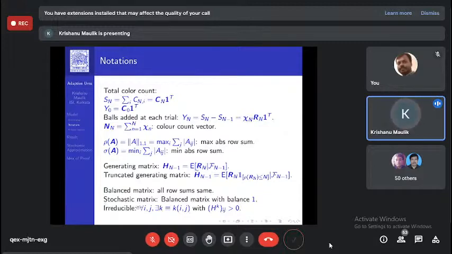And whenever you have a stochastic matrix, and if you're familiar with Markov chain theory, one of the things which plays a very important role is the notion of irreducibility. In a Markov chain, it's defined through an equivalence relation called communicates, and we won't get into that because our replacement matrix may not be stochastic, it may not even be balanced.